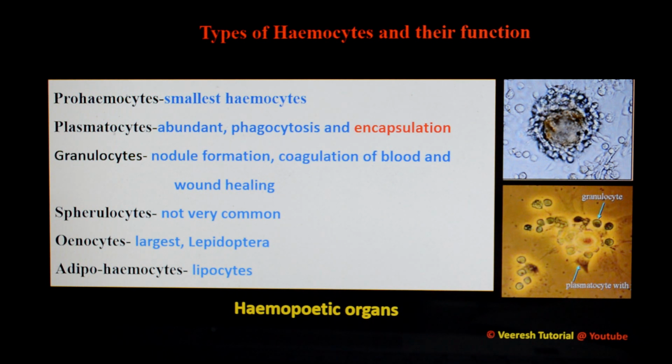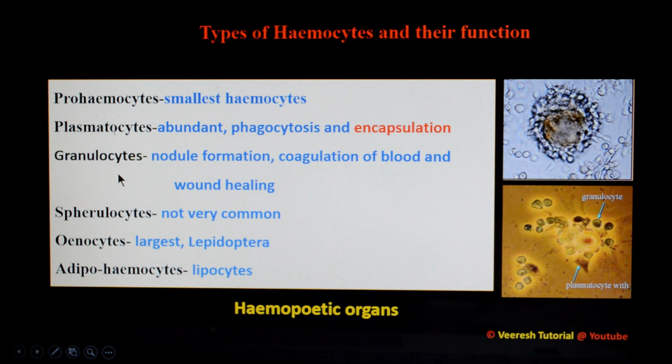Encapsulation means when large invaders like parasitoid larvae or nematodes enter the insect body, initially the granulocytes recognize the invaders, and then release their cell content, called coagulum. This granulocyte releases its cell content and then attracts the plasmatocytes, which form several layers around the invaders and kill them.